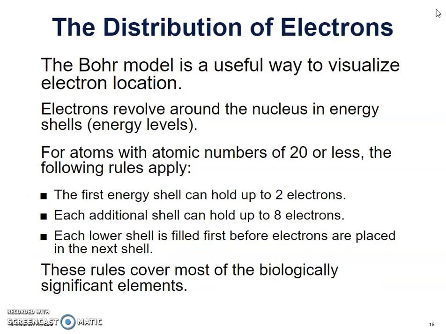The Bohr model is a very useful way to visualize atoms. It's not entirely accurate, but it's a good way for us to visualize what is there. Electrons revolve around the nucleus in the Bohr model, and they are in distinct shells. For atoms with atomic numbers of 20 or less, the following rules apply. The first energy shell can hold up to 2 electrons, and each additional shell can hold up to 8. Each lower shell is filled before the electrons are placed in the next shell.